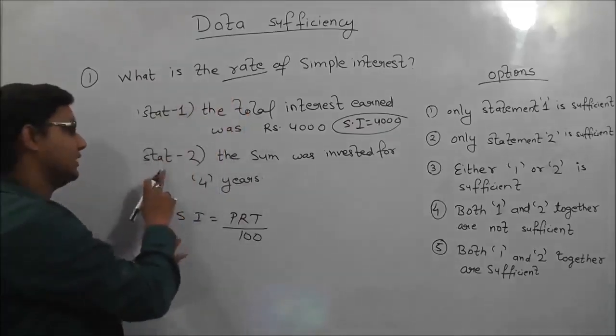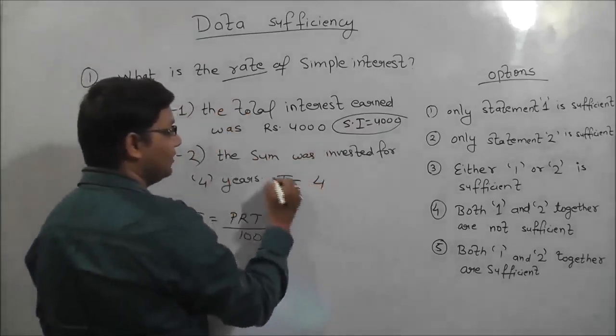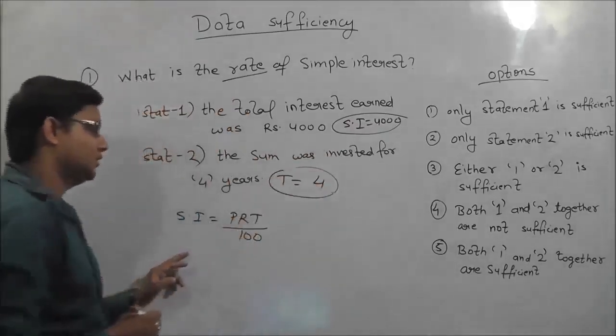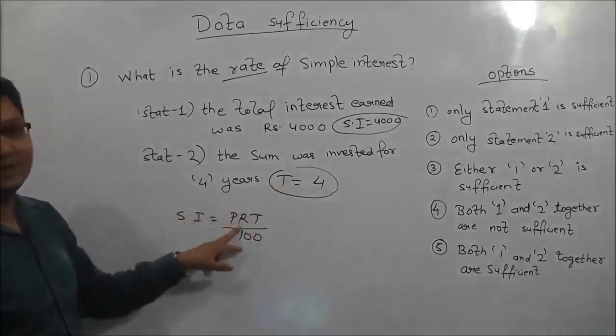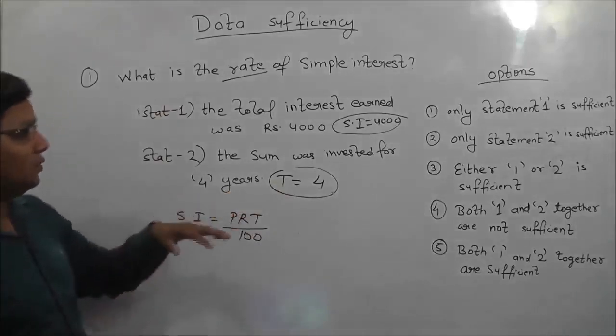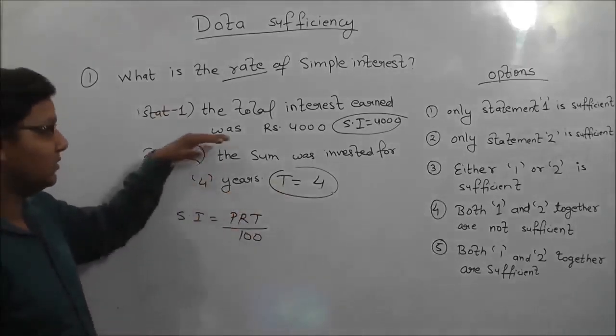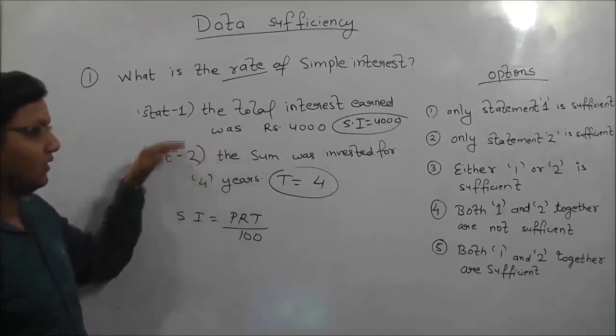By reading the second statement, the sum was invested for 4 years. So only time is given, that is 4 years. So by using only the second statement also we cannot find the rate. So many unknown values are there. The first step is to see whether they are possible alone or not. So they are not able to find the answer alone.